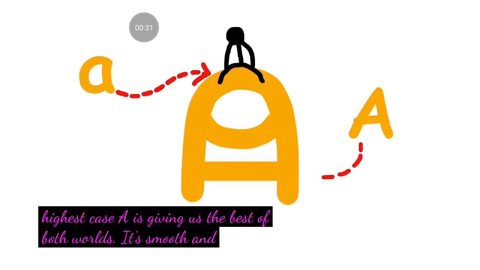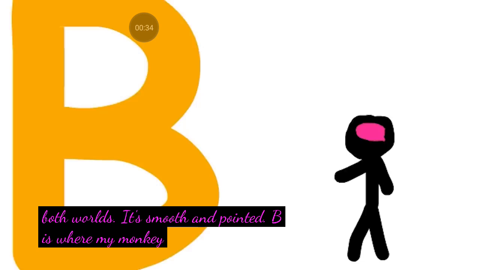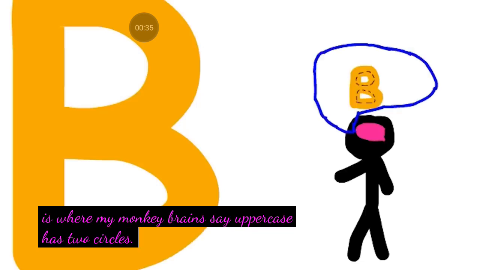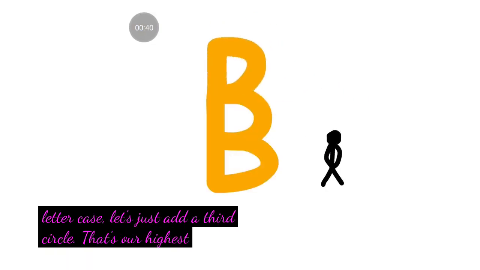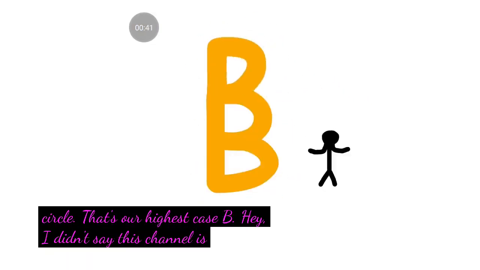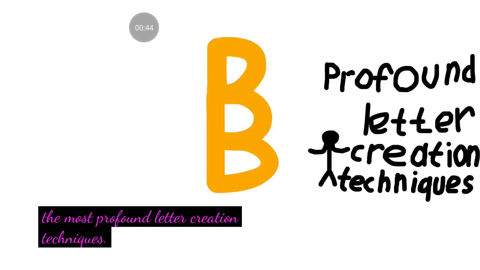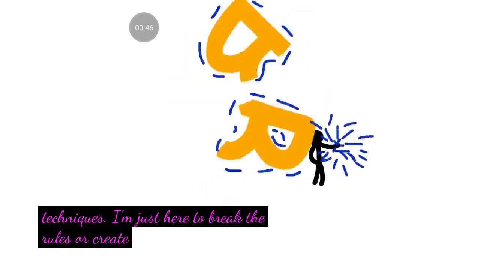It's smooth and pointed. B is where my monkey brains say uppercase has two circles. Since this is the third letter case, let's just add a third circle. That's our highest case B. Hey, I didn't say this channel is based on the most profound letter creation techniques. I'm just here to break the rules, or create new ones, I suppose.